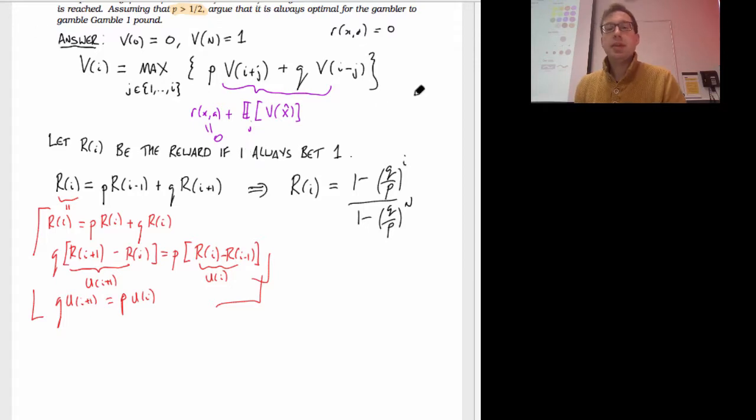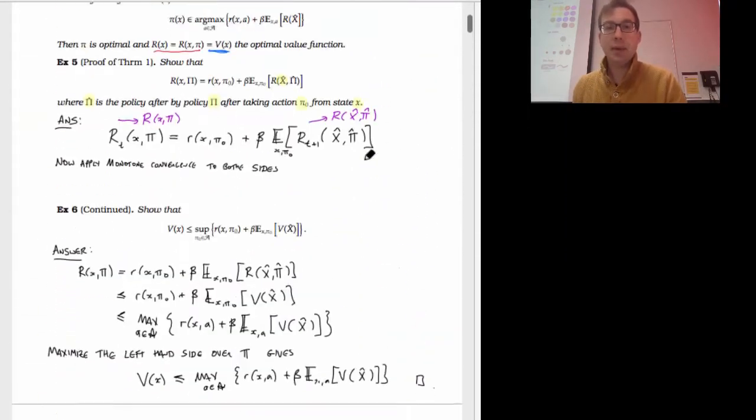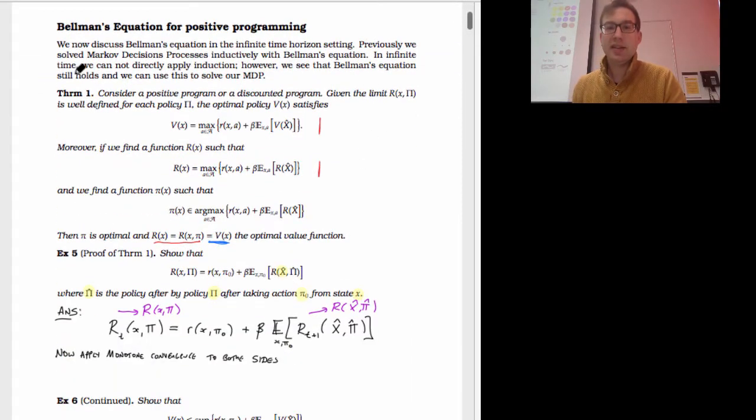So I've got my Bellman equation here. I've got a value function, or the reward function associated with betting £1 always. And I'm in a situation where I want to apply my theorem. It's a positive program. So I want to apply this theorem over here. I've written this down. I've solved what R is. So now what I need to do is check that R actually solves the Bellman equation. And if it does, then it has to be the optimal value function.